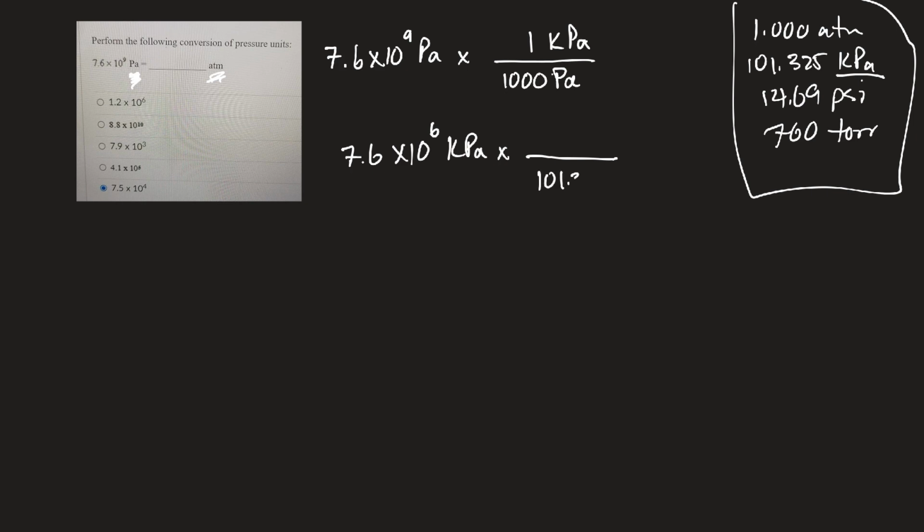kilopascals, 101.325 kilopascals is the same as 1 atmosphere. So if I do that on my calculator, I should get, I'm hoping, the 7.5 times 10 to the 4th. Okay, hopefully that helps.